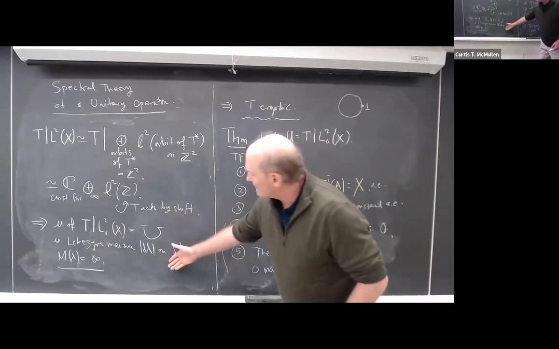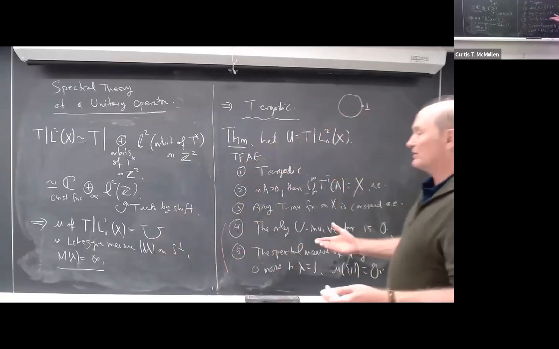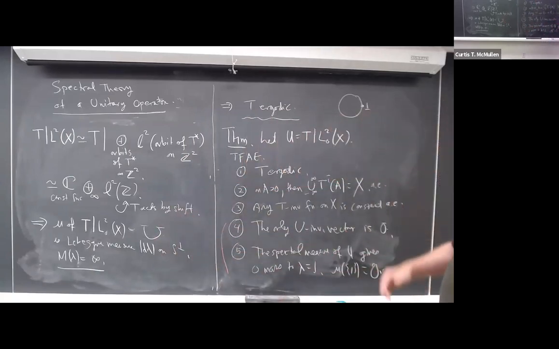Okay, so that shows that this unitary operator, and indeed just its spectrum, detects whether or not we have ergodicity. And of course here we have no atoms, and so that proves that we have ergodicity for this toral automorphism.